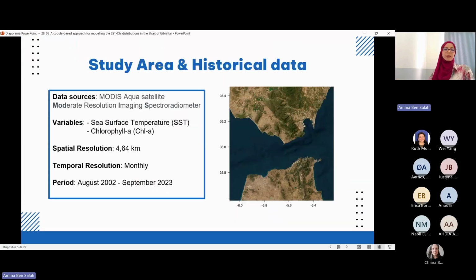Our study area is the Strait of Gibraltar, using data from the MODIS-Aqua satellite, which is the Moderate Resolution Imaging Spectroradiometer. We study two variables, the sea surface temperature and the chlorophyll-a concentration, with a spatial resolution of 4.64 kilometers and a monthly temporal resolution. The period spanned from August 2002 to September 2022.